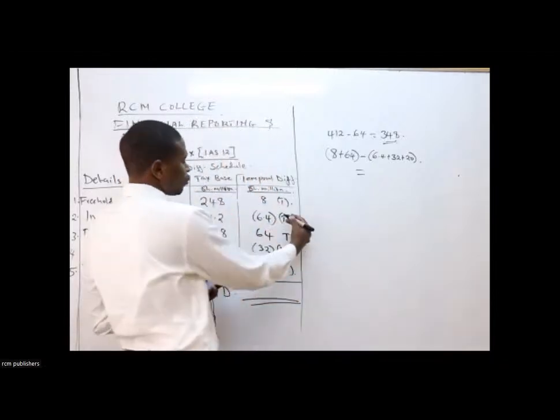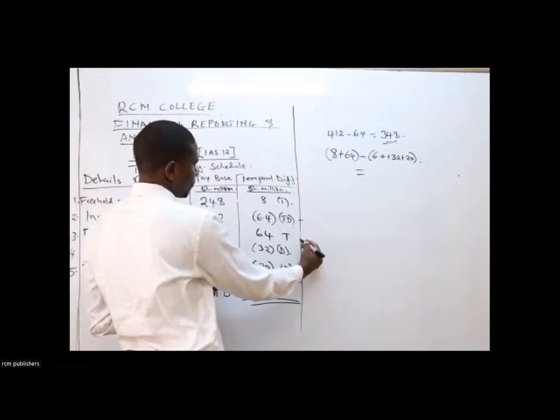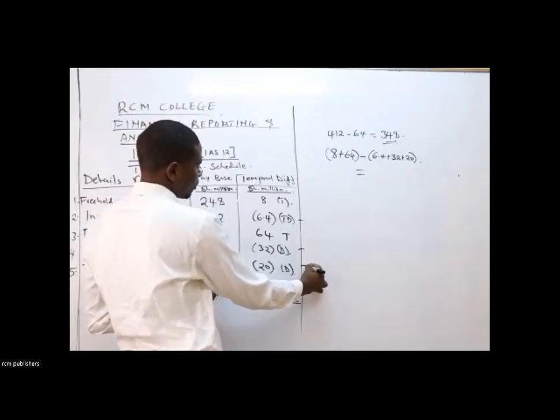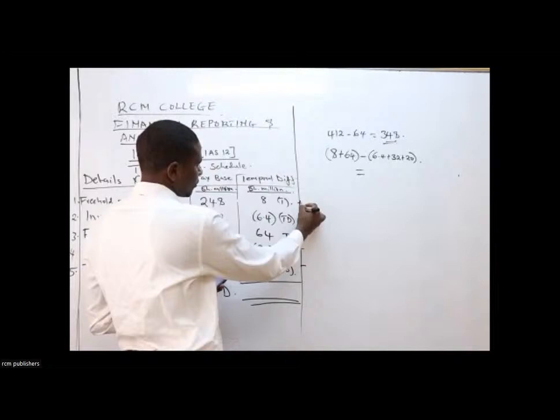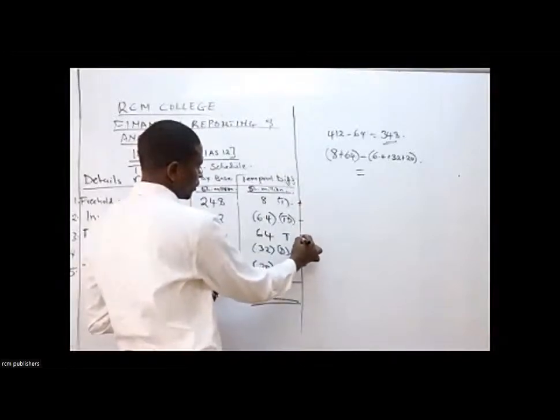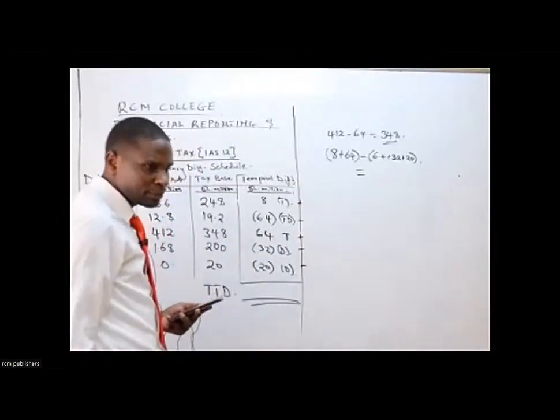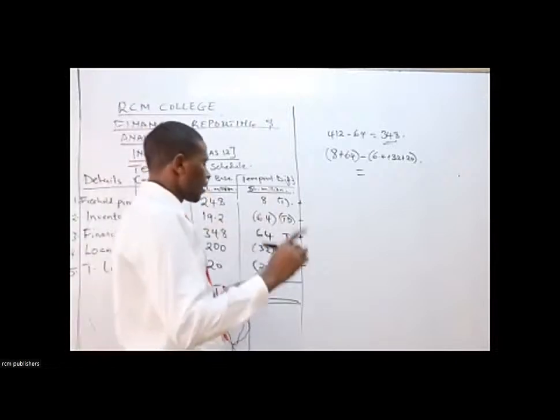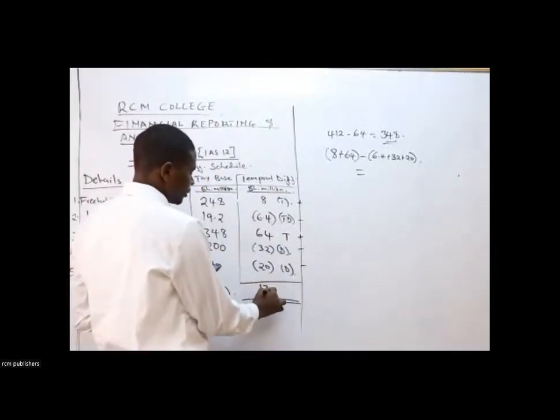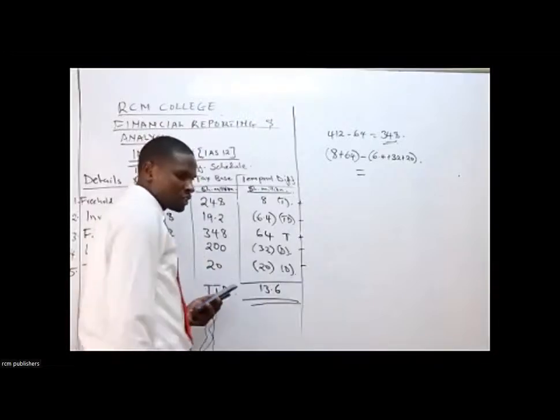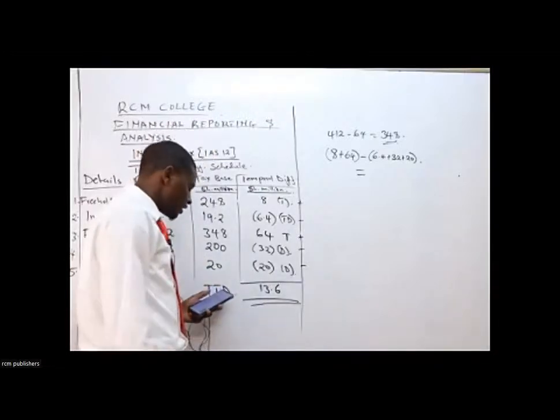Naweza tumia hii hapa ni kutoa, kuongeza hapa. Hapa ni kuongeza. How much are you getting? 13.6. Yes, Sheila, I may confirm that it is 13.6 million. 13.6 million, that is our total temporal difference.